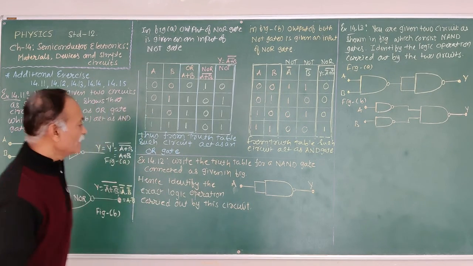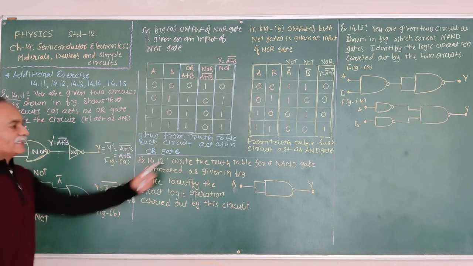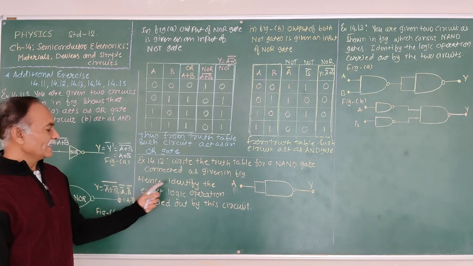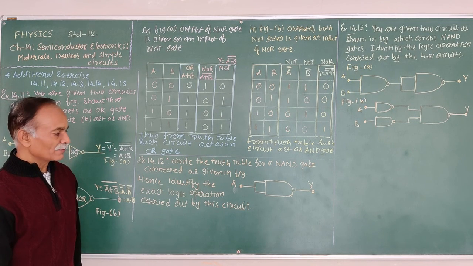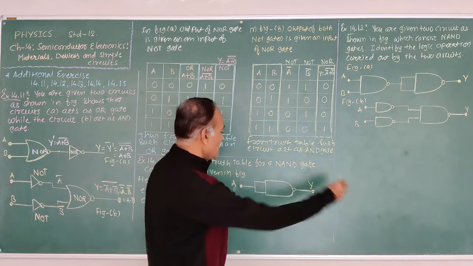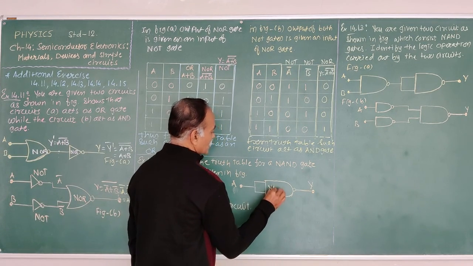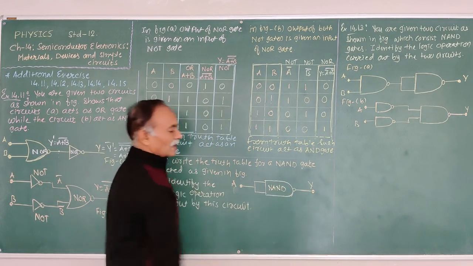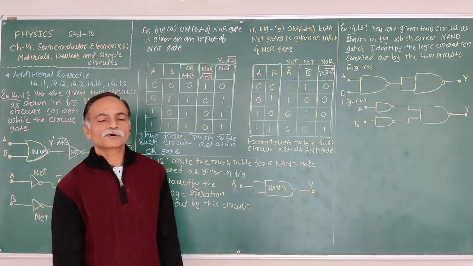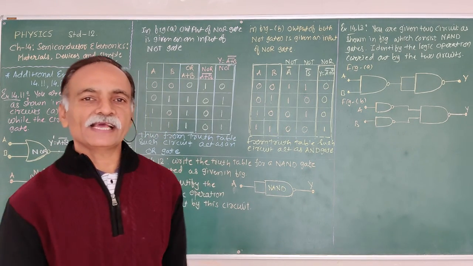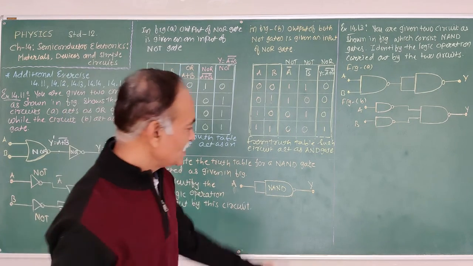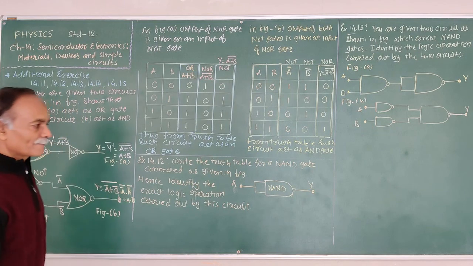Now next, in 14.2. Write the truth table for the NAND gate connected as shown in the figure. Hence, identify the exact logic operation carried out by this circuit. Now listen, here both inputs of the NAND gate are short circuited, that means combined. So as a result, this gate acts as a single input, single output gate. So that is the NOT gate. So this gate acts as a NOT gate. Right?